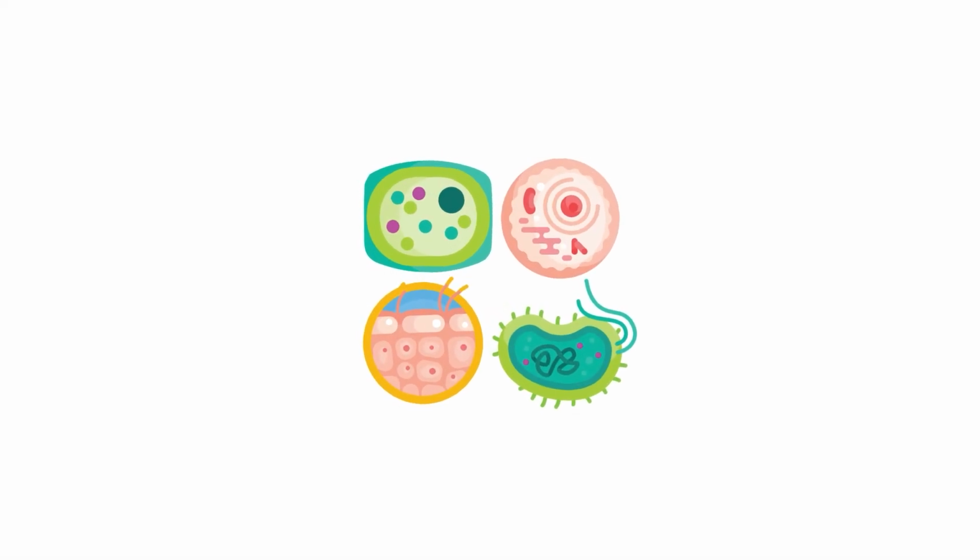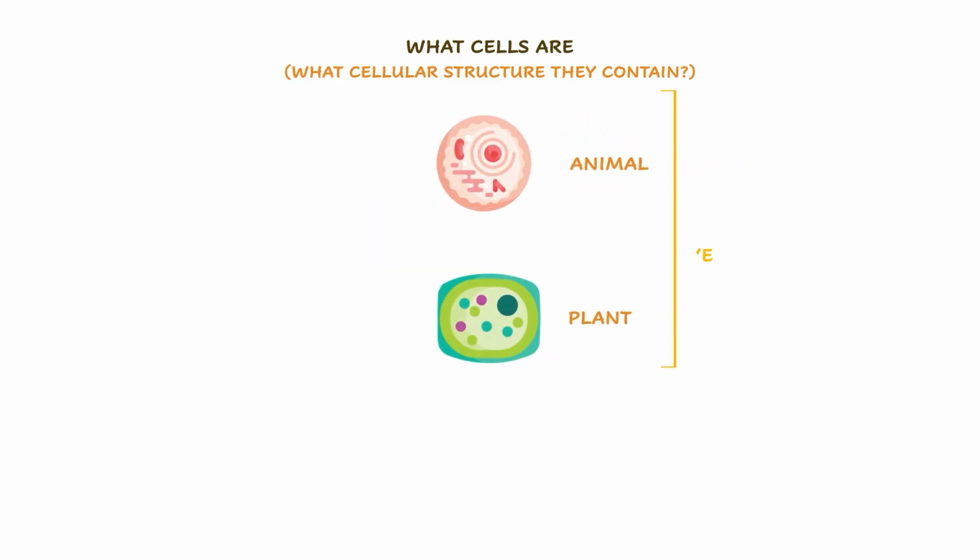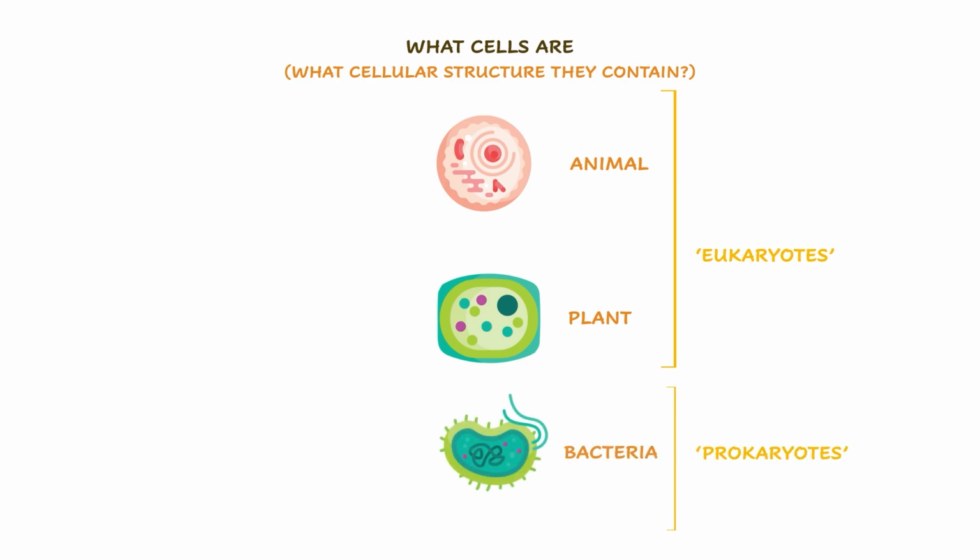In today's video, we'll be exploring cells. We'll discuss what cells are and the subcellular structures they contain. Specifically, we'll compare and contrast animal and plant cells first, both of which are eukaryotic. Then, we'll also look at bacterial cells, which are classified as prokaryotic. By the end of this video, you should be able to identify and label different cell components and explain their functions. Let's begin by understanding what cells are.